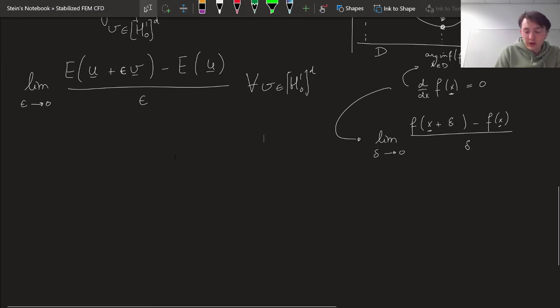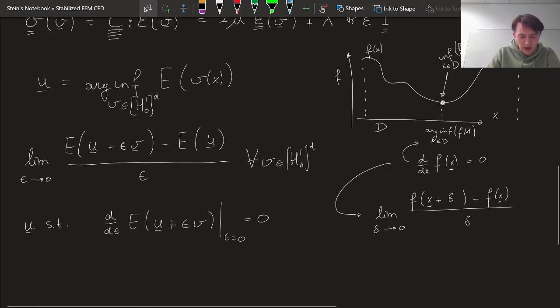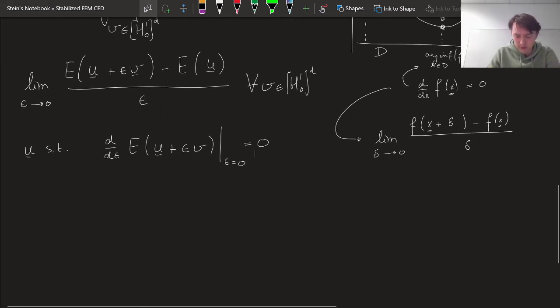So we often also see this written in a slightly different form, and I think I should motivate that as well. At the point u, we're searching for u such that the derivative with respect to epsilon of E(u plus epsilon v) at the point where epsilon is equal to 0 is going to be equal to 0. Does this make sense? How does the second statement follow from the first?